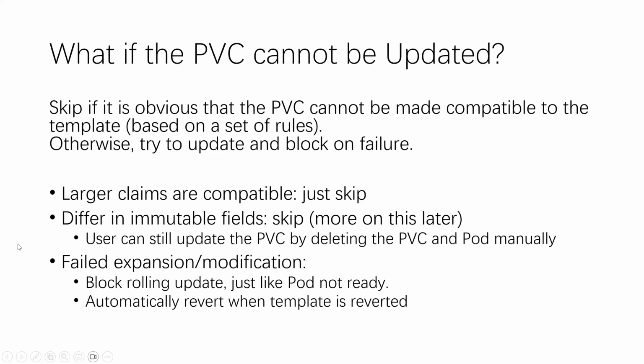And so here are the rules. First, the PVC cannot be shrunk, so it can only be expanded. So larger claims are compatible with the smaller template. If we have larger claims, then we can just keep the PVC as is. And if the PVC and template differ in immutable fields, then obviously we cannot make them compatible. So we just skip these PVCs, and more on this later.